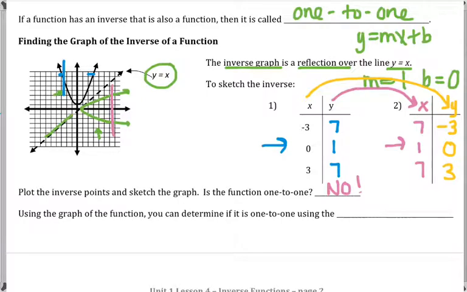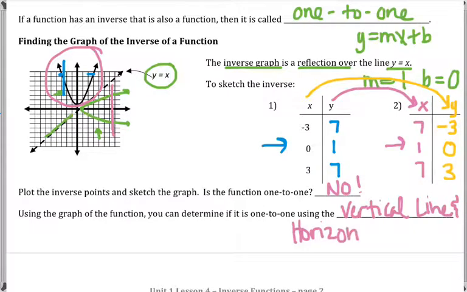Using the graph of the original function that we have here, I can determine if the function is one-to-one using the vertical line test, which we've seen before, and also the horizontal line test, which we haven't seen, but it probably makes a lot of sense to you what it is. So, vertical and horizontal line test. If we try the vertical line test on our original function, we see that it does pass. So it is a function to begin with.